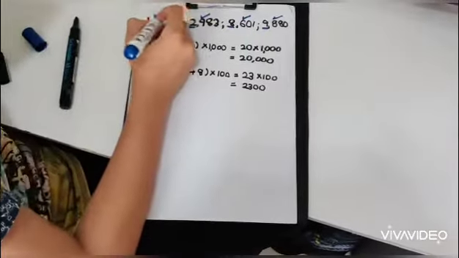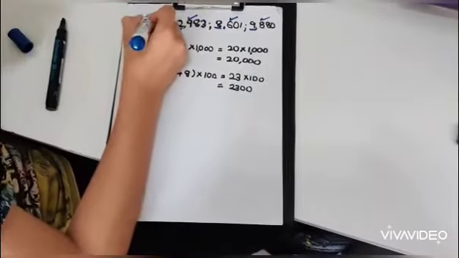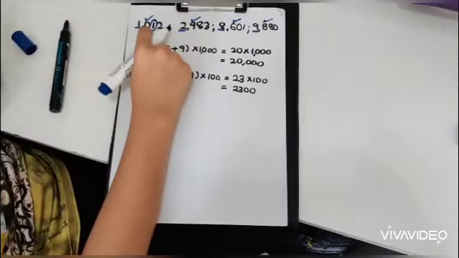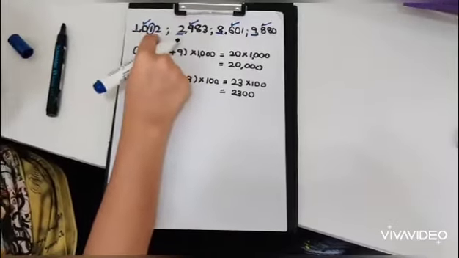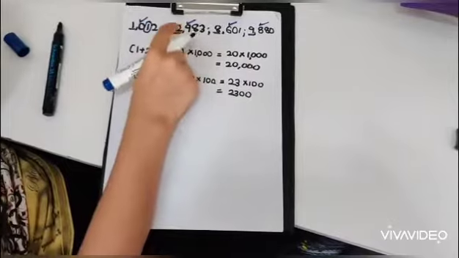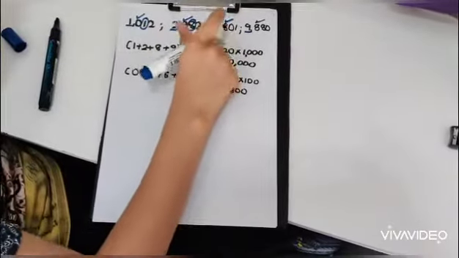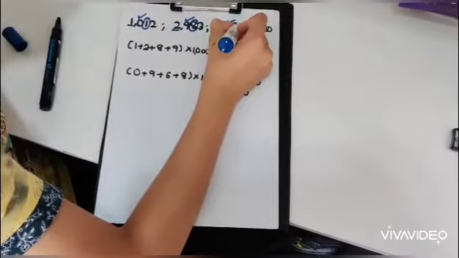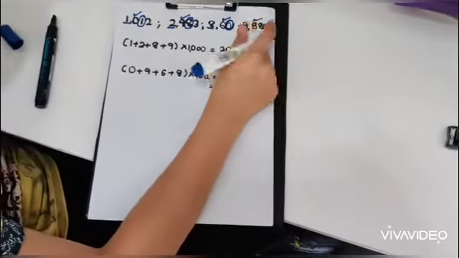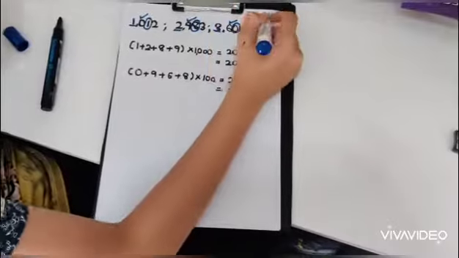Now we need to take the sum of all the tens place. I'll just encircle the tens place so that it's easy for you guys. So 1 is the tens place for 1012. 8 is the tens place for 2983. 0 is the tens place for 8601. And 8 again is the tens place for 9880.